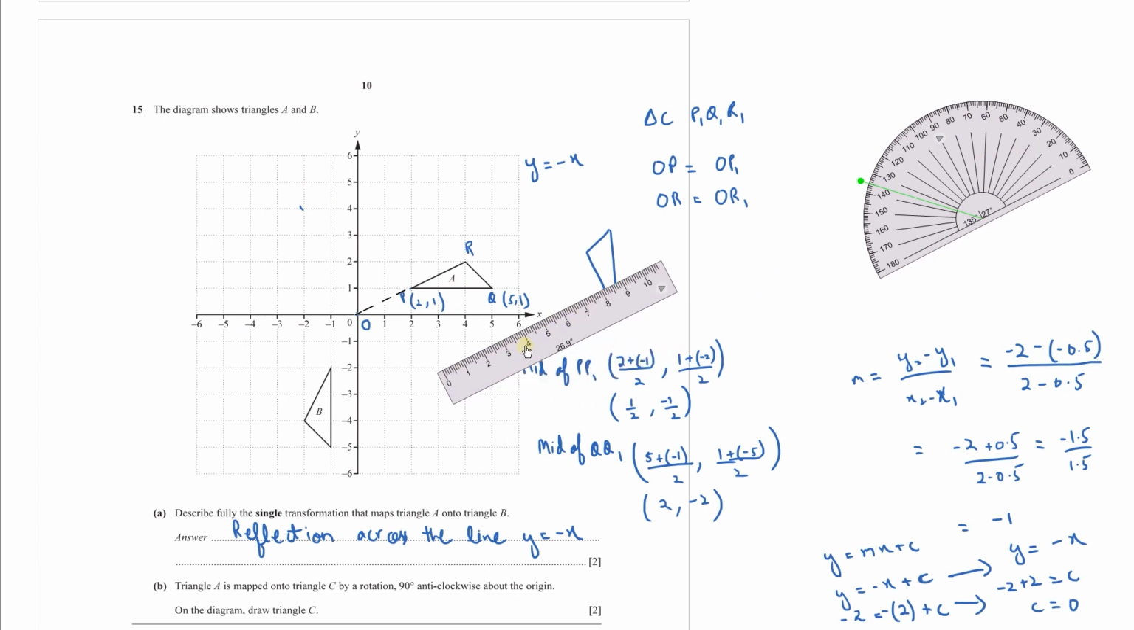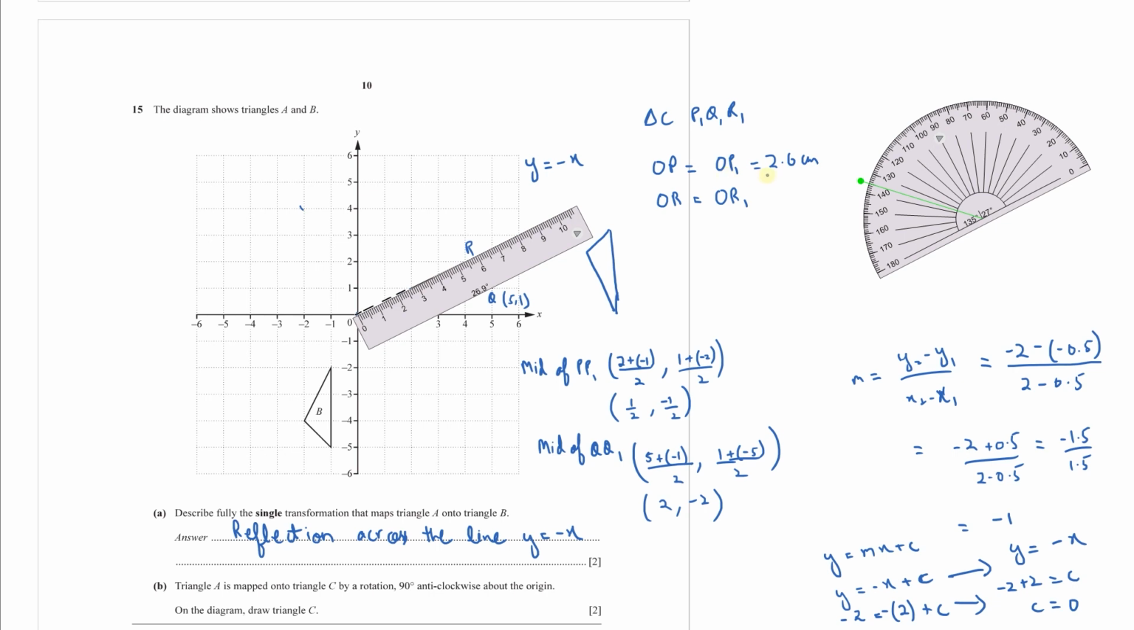And then you can measure this distance OP. So let's measure OP here. OP is 2.6 centimeters. Both OP and OP1 should be 2.6 centimeters. And then OR is almost, let's see, 5.4 centimeters here. So my length OR is 5.4 centimeters, and it should also equal the length of OR1.